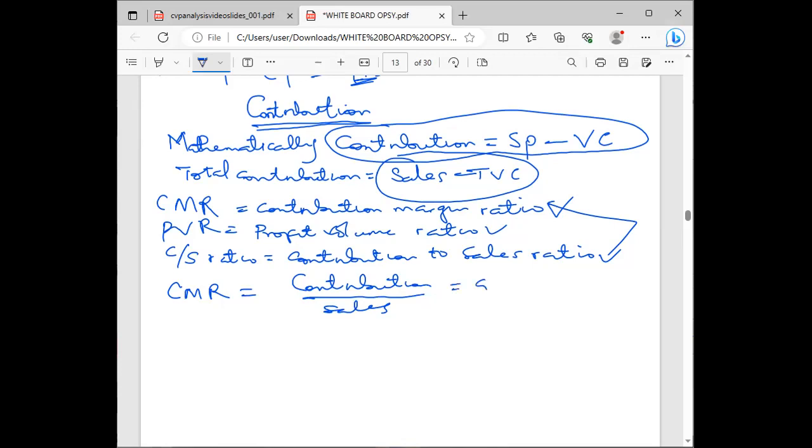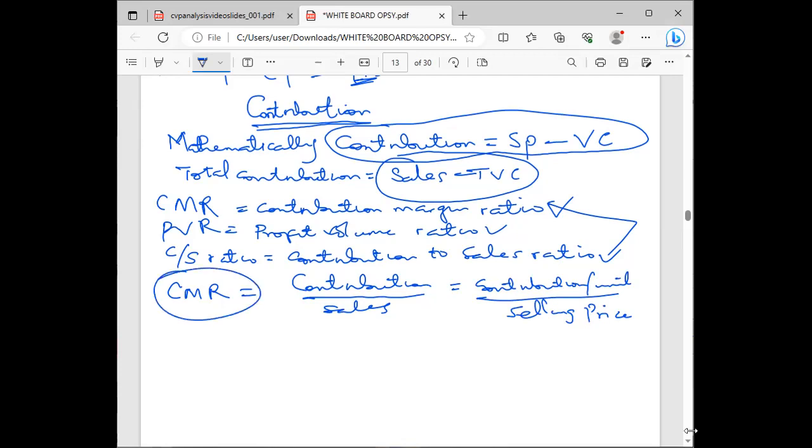Or we can say contribution per unit all over selling price. That's how we calculate our CMR. You will see the importance of this ratio later.